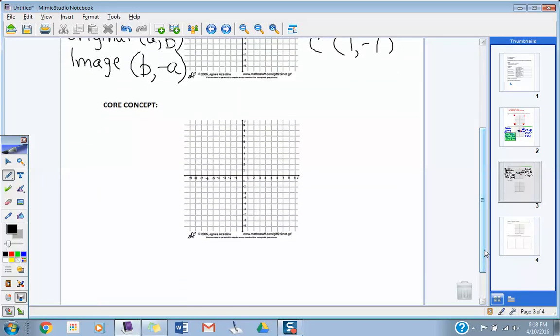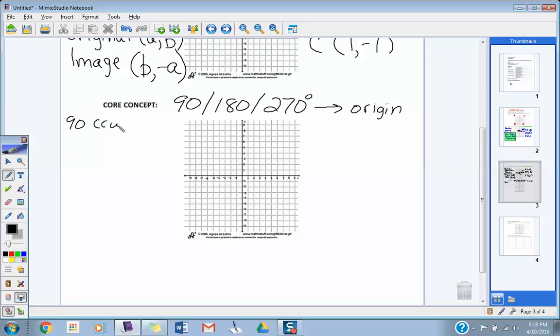All right, core concept then. We're going to look at this core concept of 90 degrees, 180 degrees, and 270 degrees of rotation about the origin. The first one I'm going to look at is all of this right here. I'm going to go 90 degrees counterclockwise or 270 clockwise. Again, counterclockwise being this direction, clockwise being that direction.